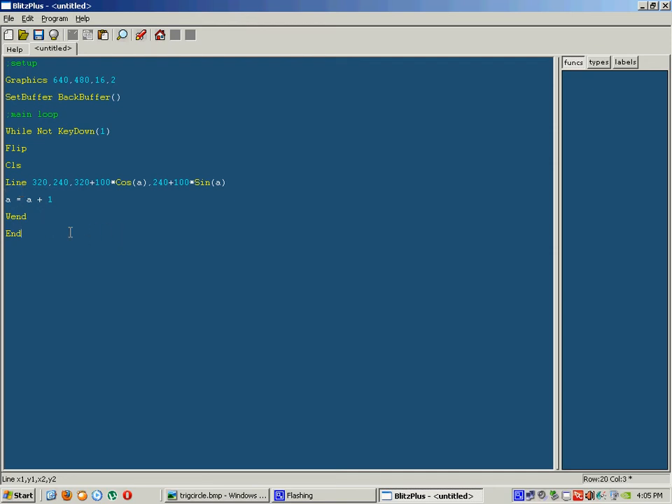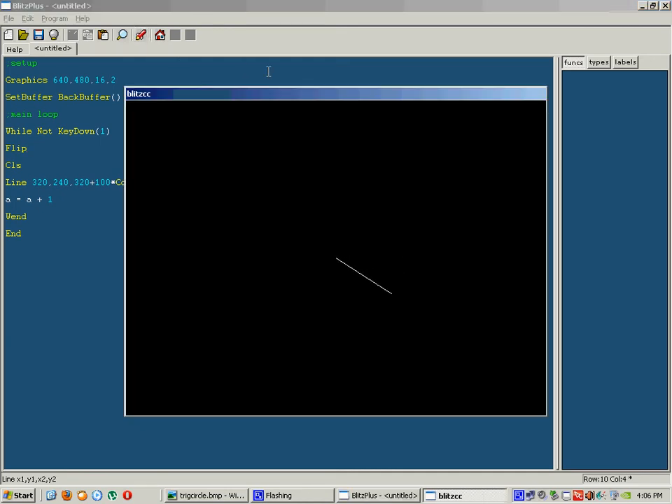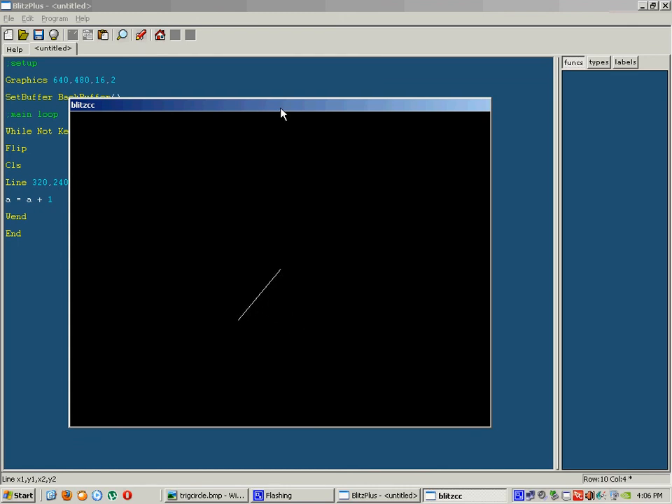Okay, so if we run this program, then hopefully we should get our desired result of a hand like that of a hand of a clock going round in circles. And there we go. You can see our hand going round in a circle.